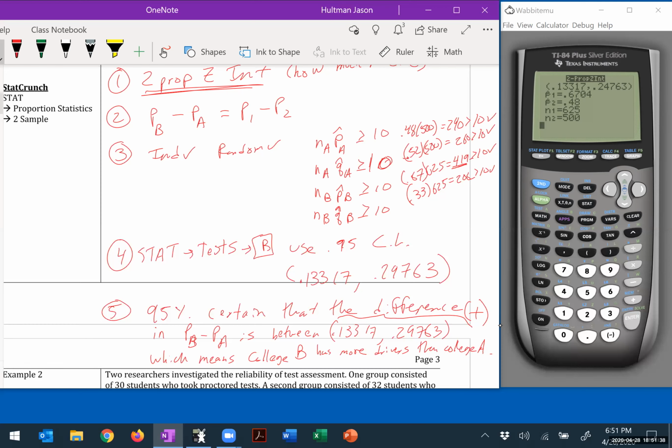Okay, that's what that means. It means that it has more drivers because, again, the probability of B minus the probability of A must have been greater than zero, which means that the proportion of B was greater than the proportion of A, which is kind of easy to see.